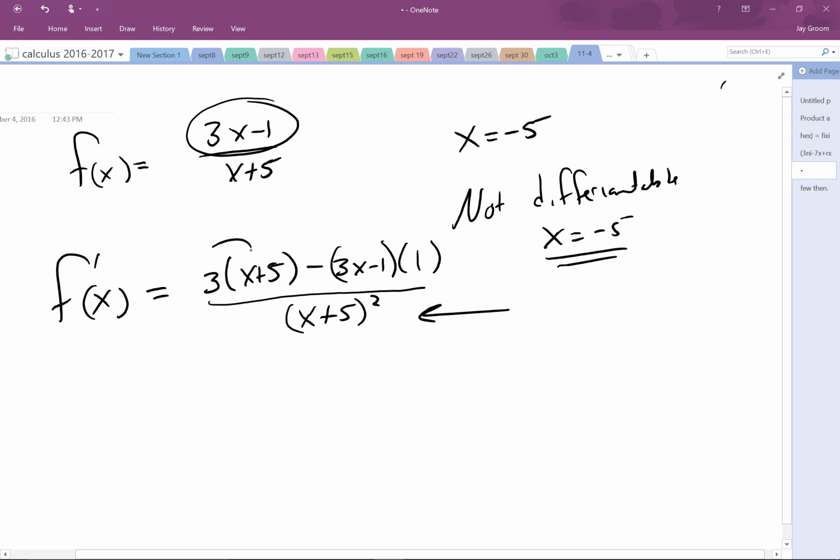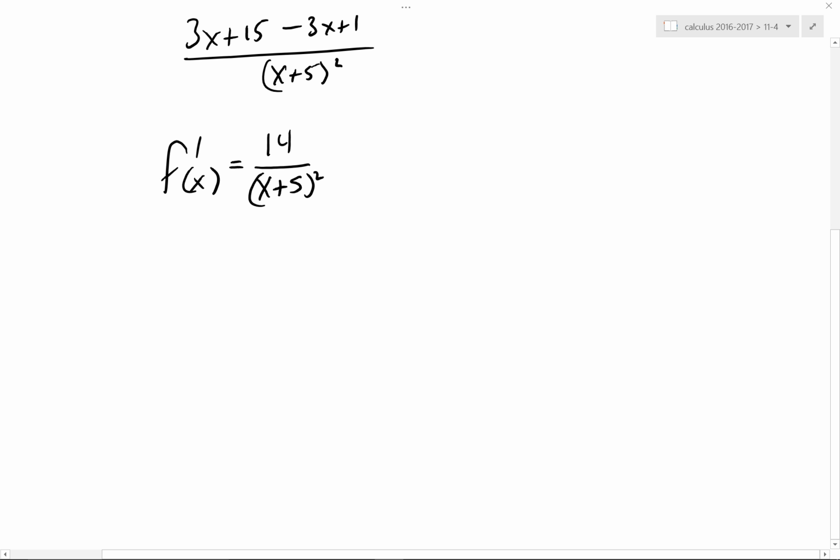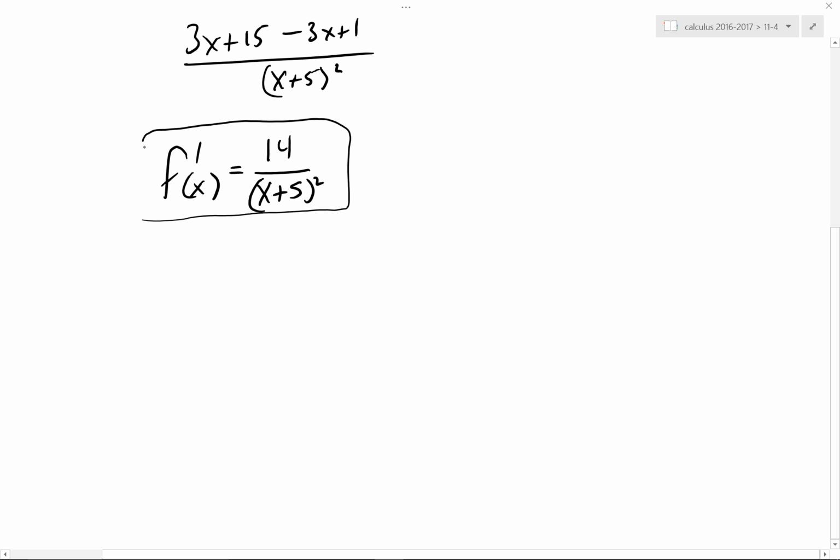Now, let's combine some like terms here. Yes? Now I have a question. Look at that function right there. Does that function ever equal 0? 14 over x plus 5 squared, does it ever equal 0? If it did, check it out, friends. If that were true, yes?